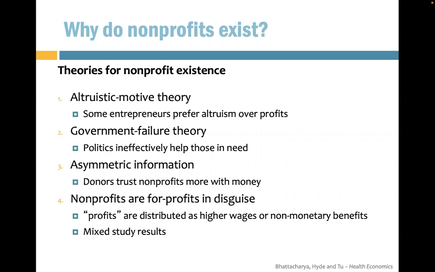The third theory is called asymmetric information. Donors trust nonprofits more with money. The fourth theory is called nonprofits are for-profits in disguise. So they think that nonprofit is just a way to profit, okay? The profits are distributed as higher wages or non-monetary benefits. And there are mixed study results for this part.